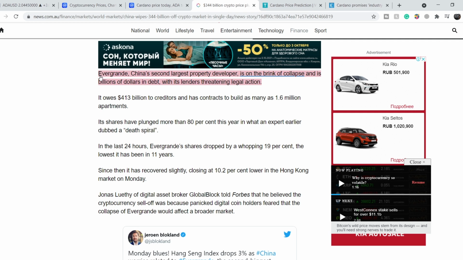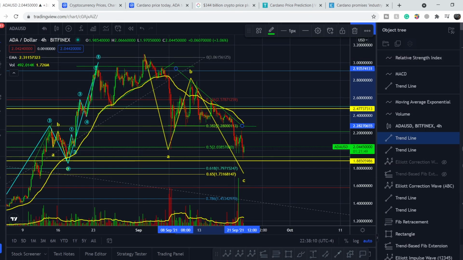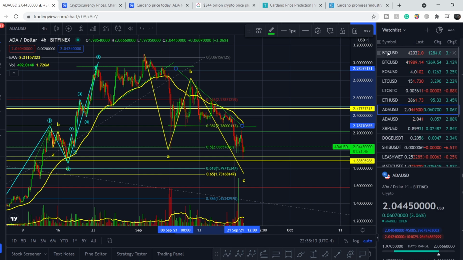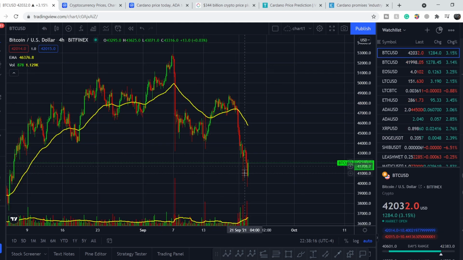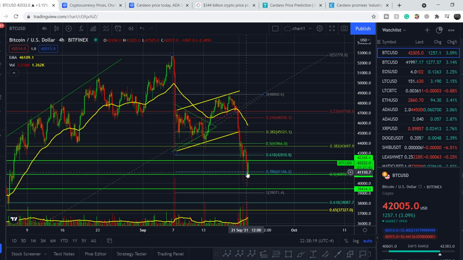And here is the reason. Evergrande, China's second largest property developer, is on the brink of collapse and is billions of dollars in debt, with its lenders threatening legal action. And these fears of a collapsing real estate market in China definitely affect the entire cryptocurrency market, and that's why we have this massive movement to the downside for all major cryptocurrencies and for Bitcoin as well. As you can see, we have a strong movement to the downside, and we broke several support lines, and for now we have some kind of consolidation in the range of around $42,000.